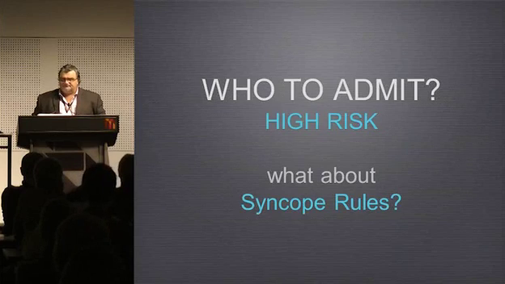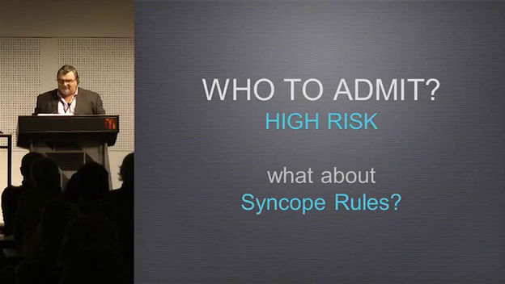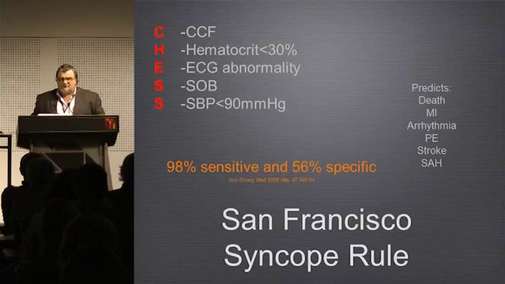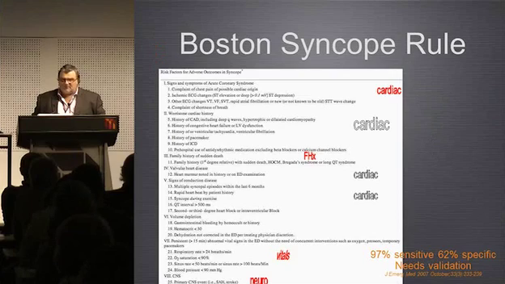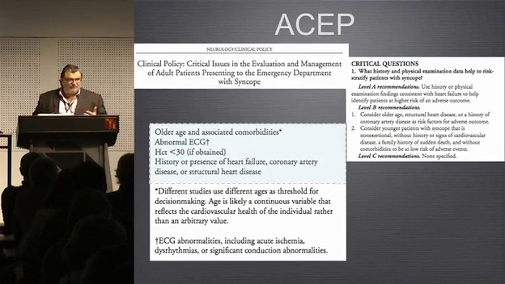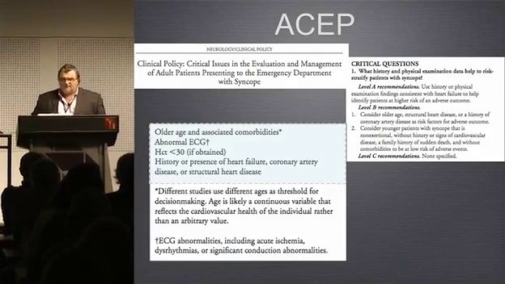Two more slides and we're done. High-risk patients. And do we apply syncope rules? I don't. I use common sense in these patients. But that's the San Francisco rule: CCF, hematocrit, ECG, abdomen, shortness of breath, systolic blood pressure. And then Boston have got one, ASEP have got one now, and they predict basically an abnormal ECG, an older patient group start getting very concerned.